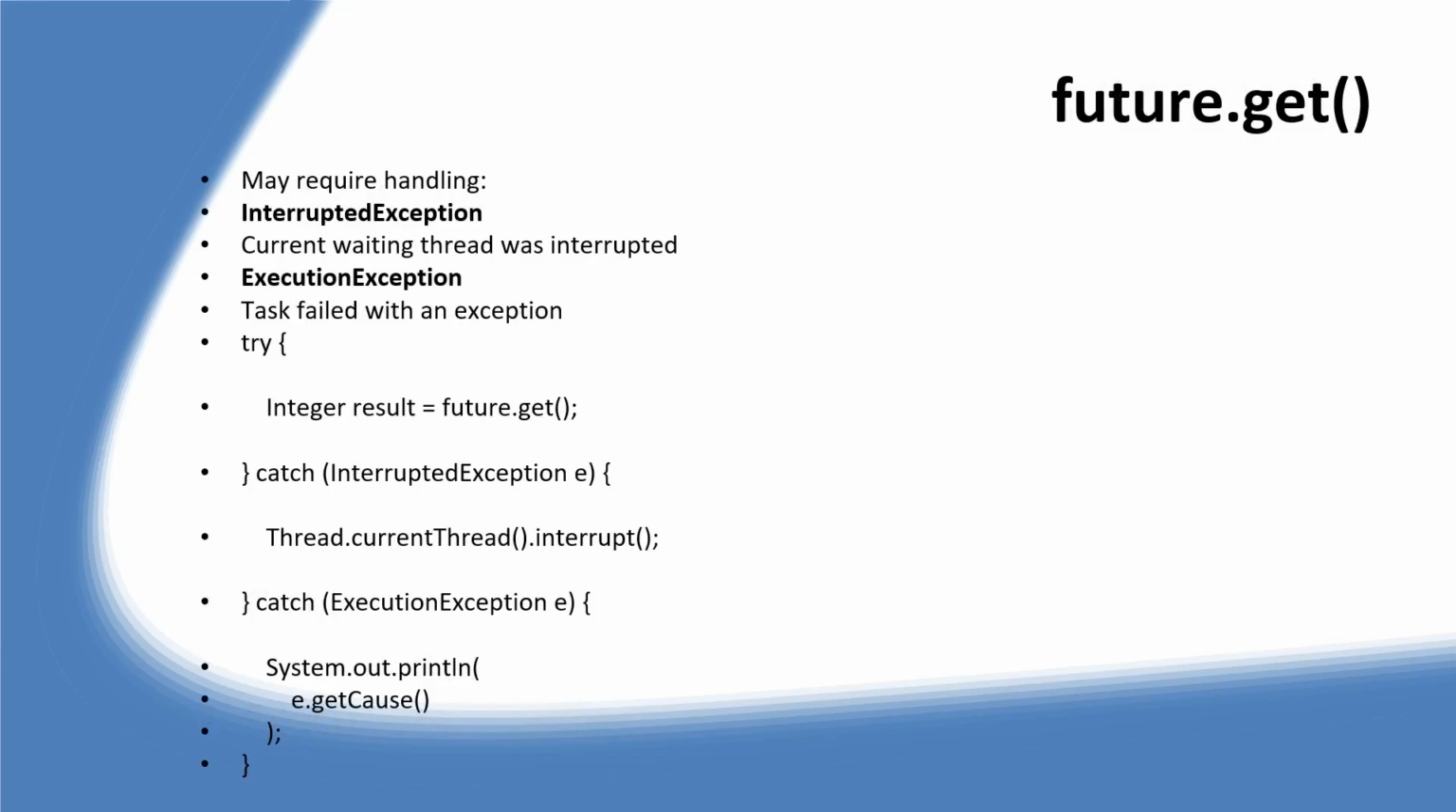When we call the get method, there are two important checked exceptions to understand. First, InterruptedException can occur if the waiting thread is interrupted. In that case, we'll get the InterruptedException. A common practice when we cannot propagate the interruption is to restore the interrupt status by calling Thread.currentThread().interrupt().